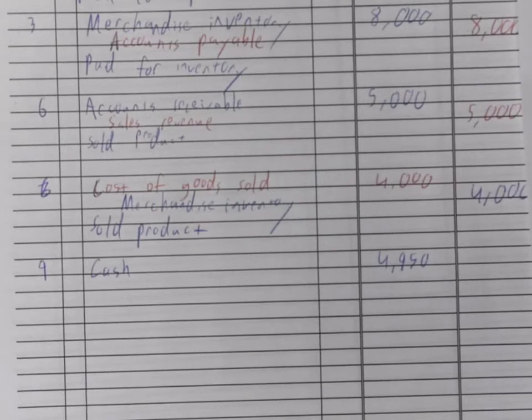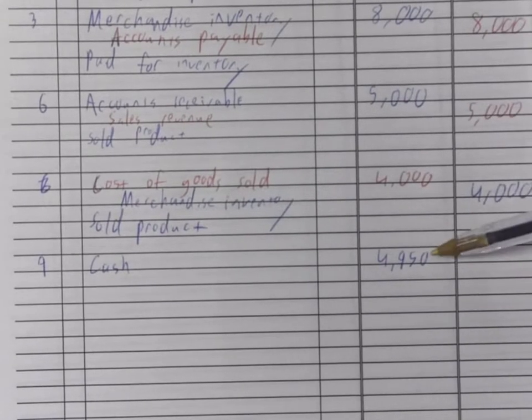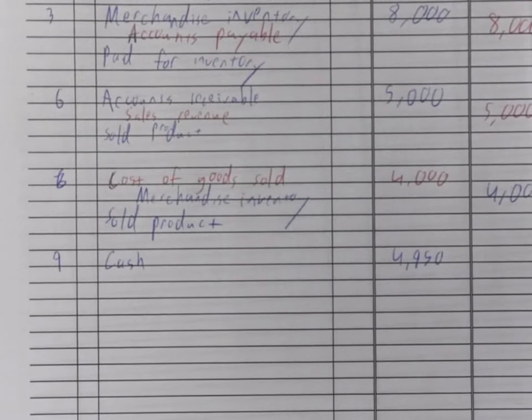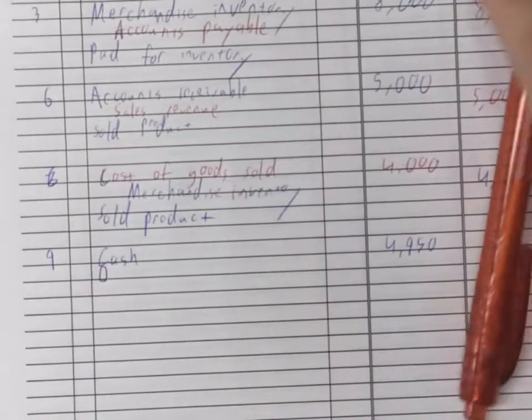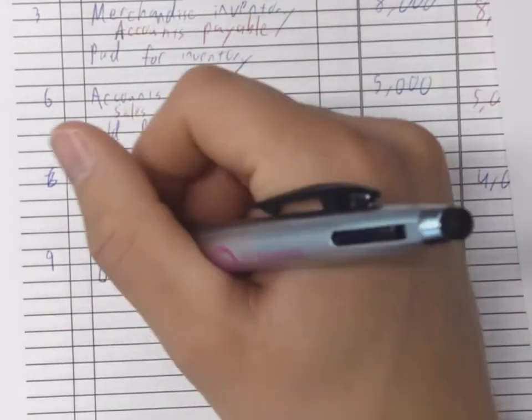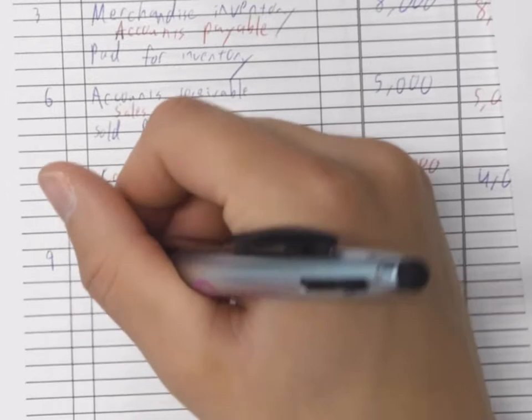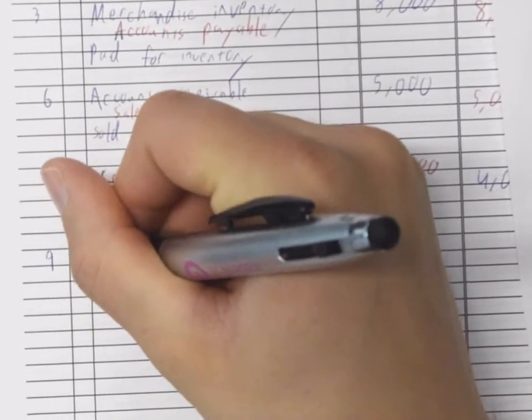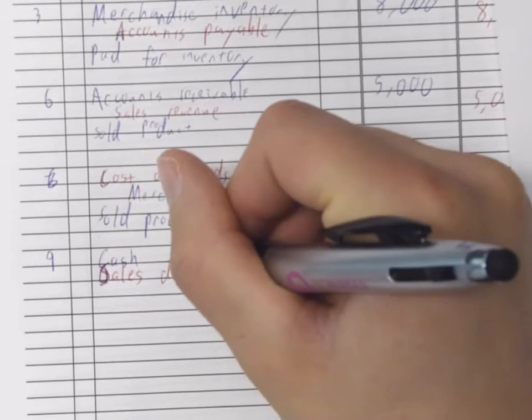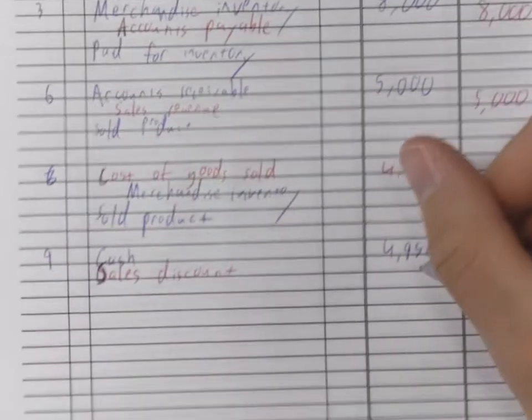So I was mentioning, we received cash for $4,950. We had a $50 discount on this. The second thing that we're going to be doing, and I can't remember the exact account name, I believe it's discount. What's the sales discount? Sales discount, thank you. Sales discount for $50.